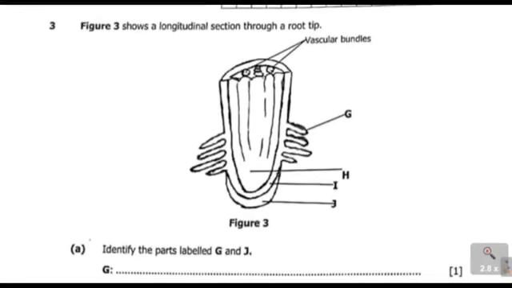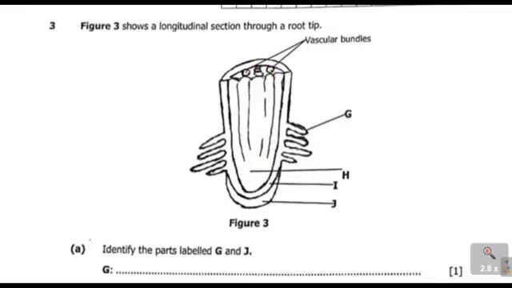So right here with me I have question 3 that came in biology paper 2, and this is a question coming from the topic called growth and development. The question reads, figure 3 shows a longitudinal section through a root tip. So this is the figure right here, showing a longitudinal section of a root tip. We have the parts labeled G, H, I, and J. Then you also have the vascular bundles right here on top. Okay, so let us now look at the questions.